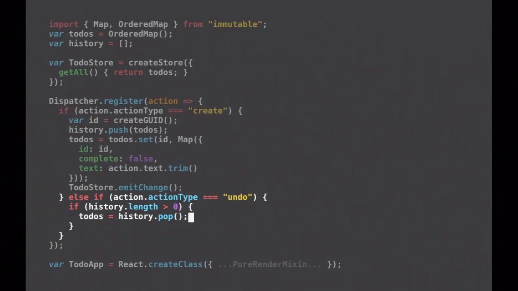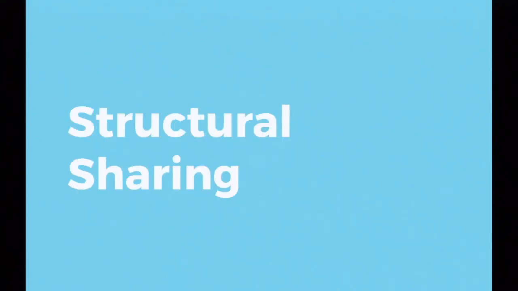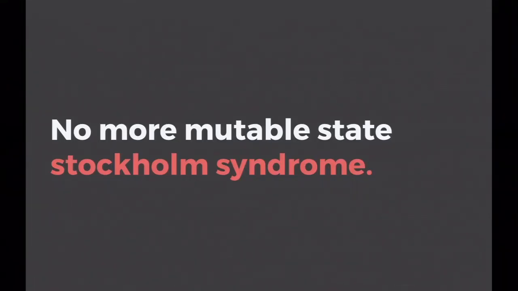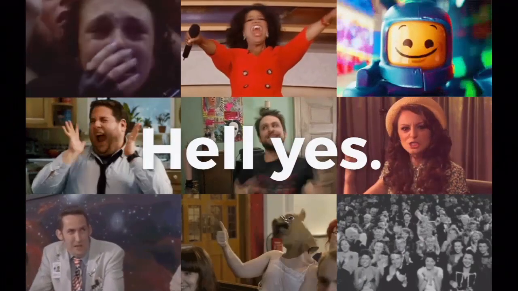That's literally it. OK. So we've learned persistent immutable data structures. They're pretty damn interesting. They can enable a lot of cool stuff for us. They work. They're efficient because of structural sharing, which gives them very little overhead, constant time overhead in time, and log n overhead on memory. And garbage collection cleans up after us if we let go of them. We want no more mutable state Stockholm syndrome. Stop telling yourself this is a good idea. We can solve problems by removing complexity, not by adding it. And that's pretty awesome.